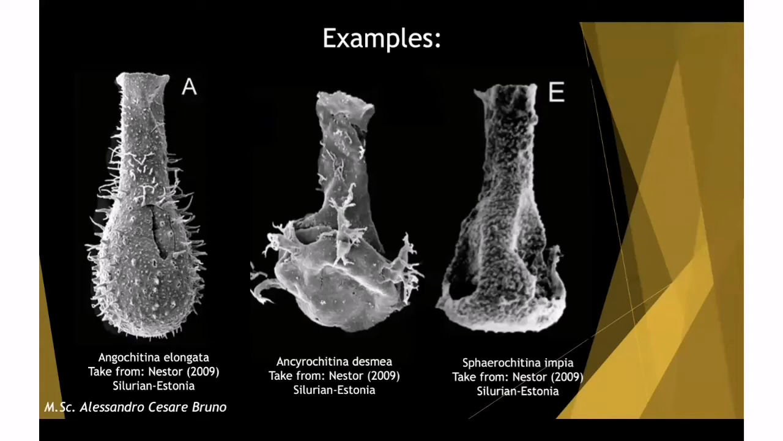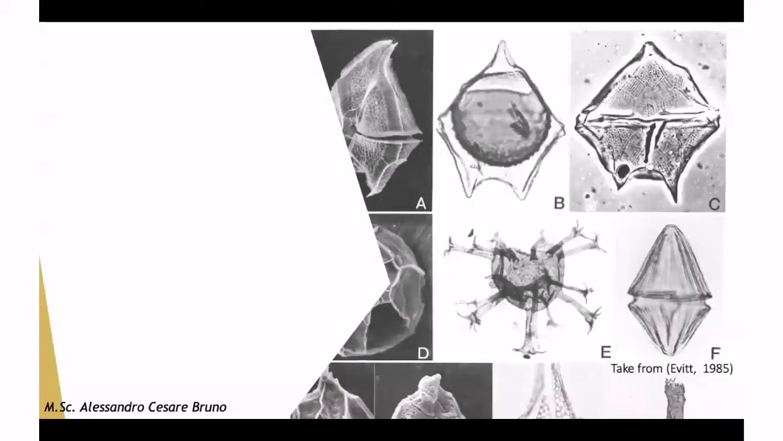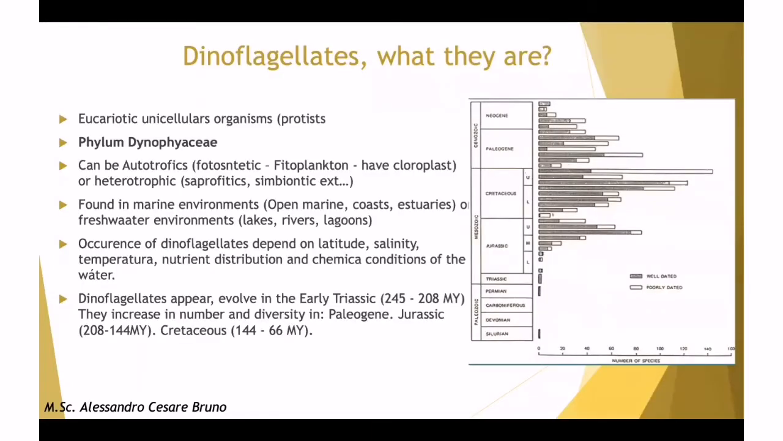We have finished now with the characteristics and the classification of chitinozoans, and let's start with the most useful group, that is dinoflagellates. Dinoflagellates are extremely important. They appear in the Triassic, and the stratigraphic range is from the Triassic to recent. They have different peaks of evolution located in the middle of the Jurassic, in the Upper Cretaceous, and in the Paleozoic.